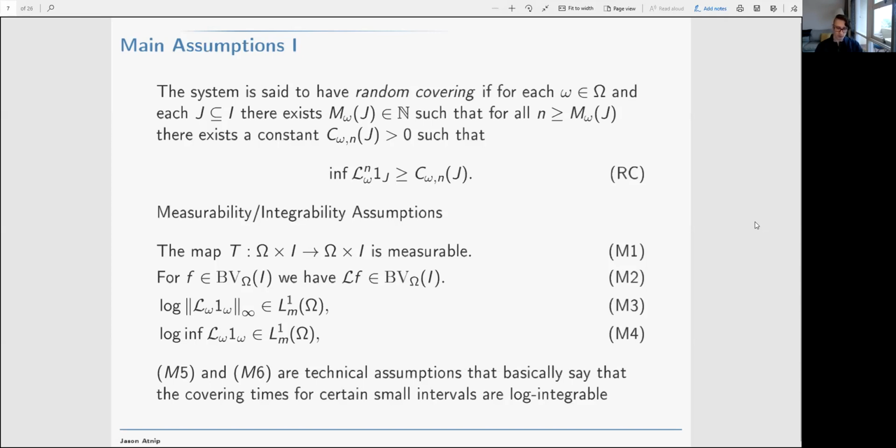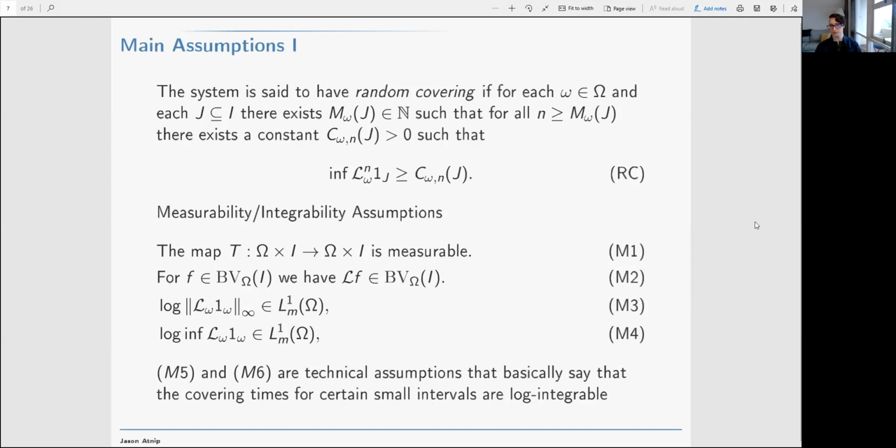For our finite branched maps, this is equivalent to the assumption that T omega n of J covers the whole interval I. So this is just saying that for each of these maps, for any small interval, we can eventually cover the whole interval.